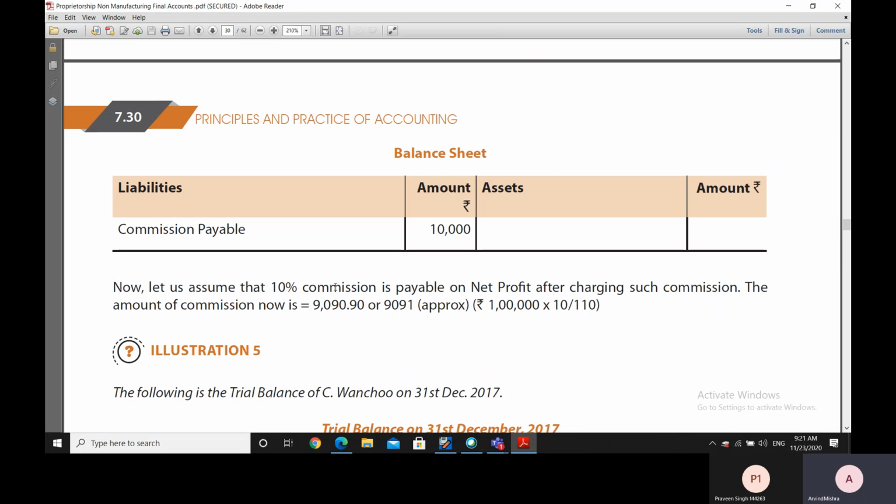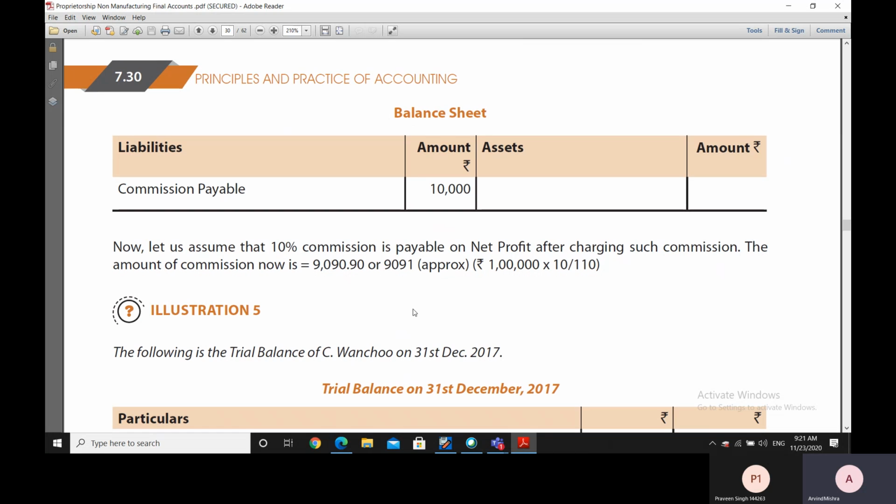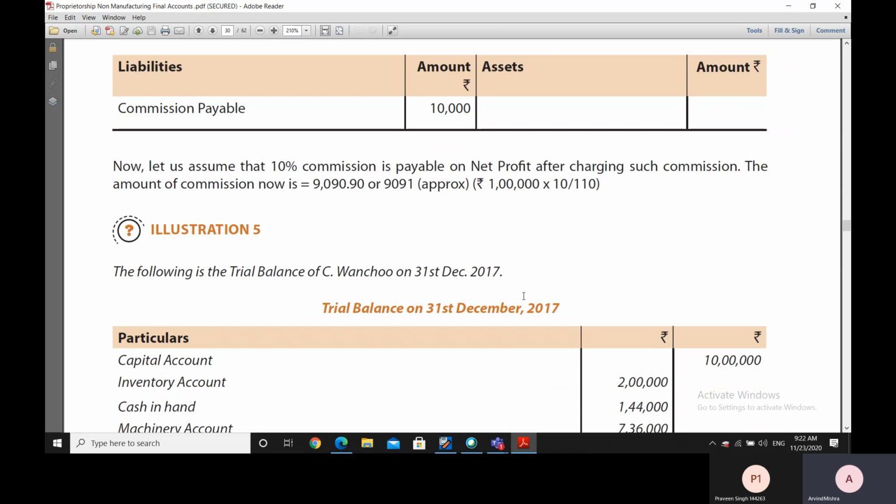On the other hand, if the commission has to be paid on the net profit after charging commission basis, then the commission will be calculated by doing a 10 upon 110, or 10 upon 100 plus 10, of 1 lakh, which comes to about 9,091. So as you can see here, the commission is lesser by a small amount, and the amount of commission that will be used in that case will be 9,091. So you have to be careful that what is the basis of calculation of the commission.